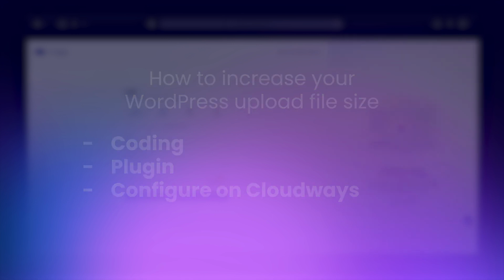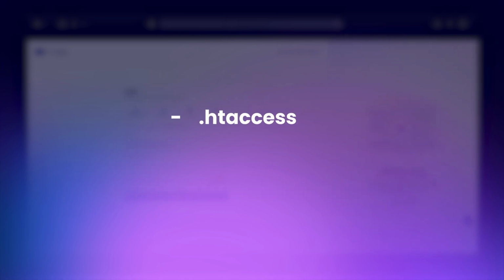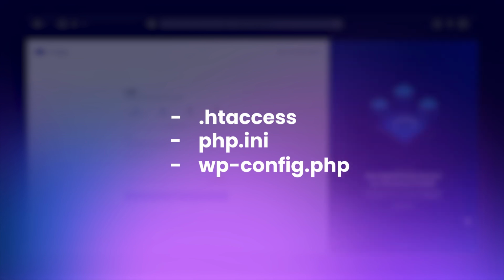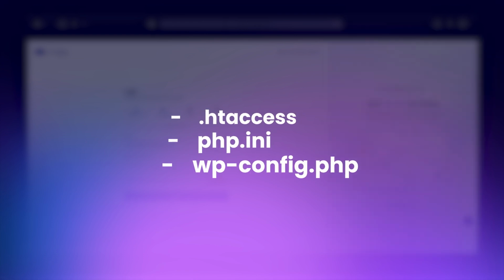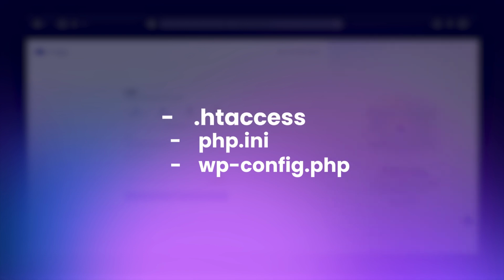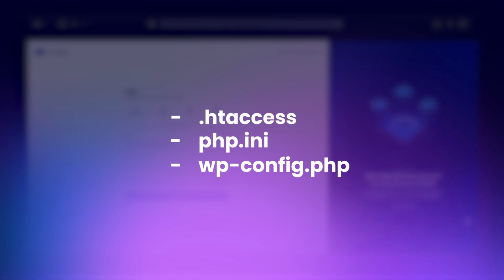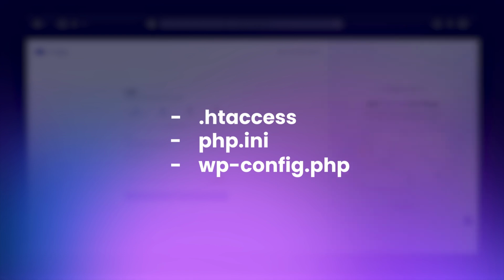If you're comfortable editing files like .htaccess, php.ini, or wp-config.php, these are quick and effective. You don't have to edit all 3 files. Sometimes updating just one of them is enough to increase the upload size, depending on your hosting environment. But to be safe and ensure compatibility, we recommend applying the changes to all 3.